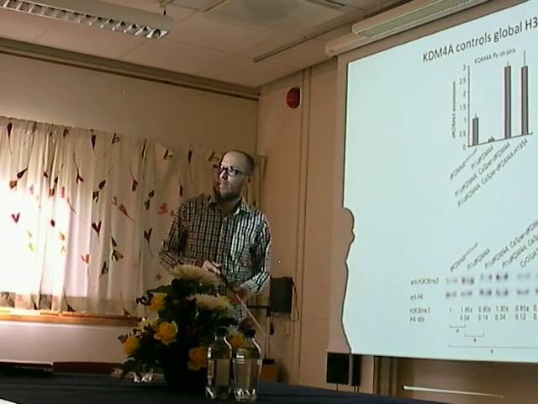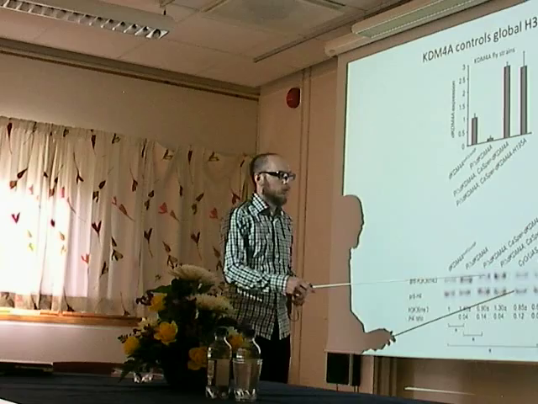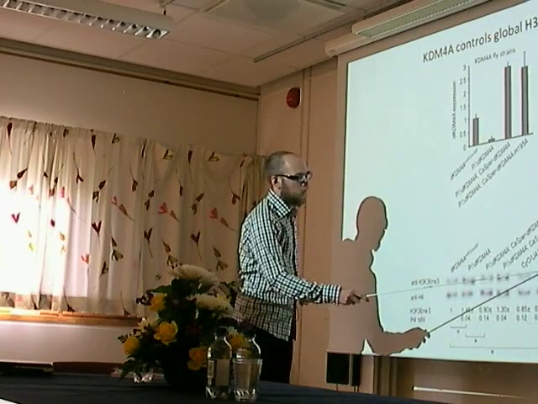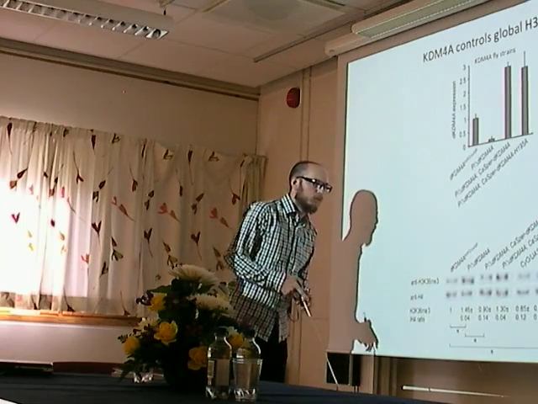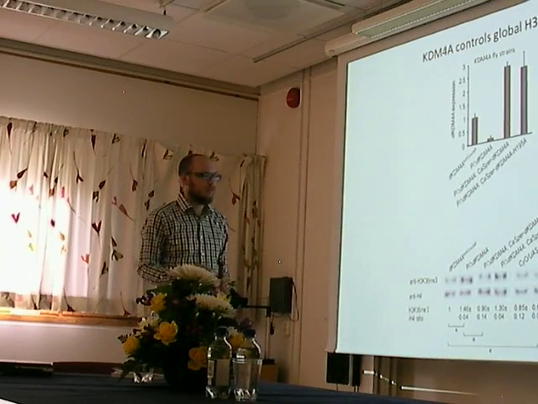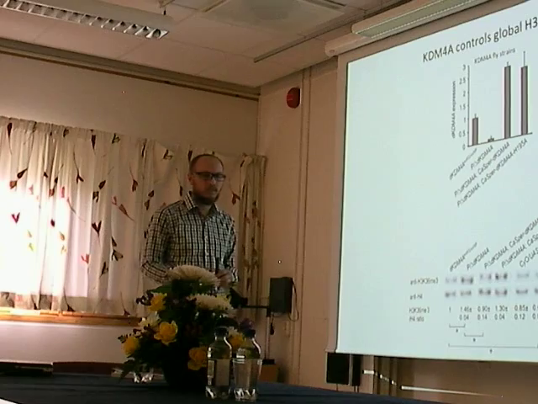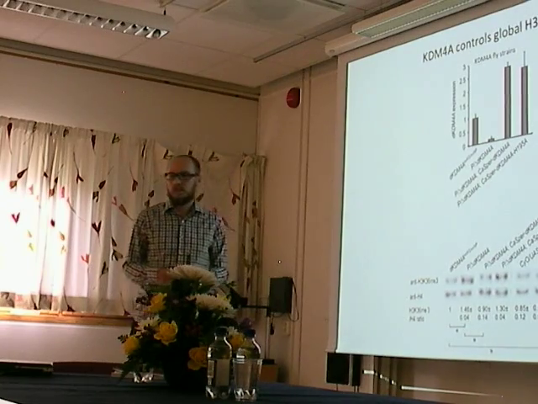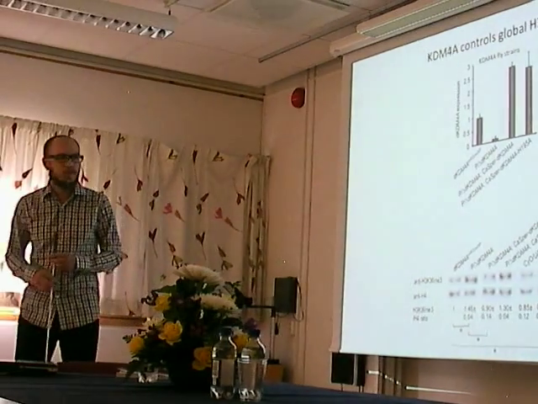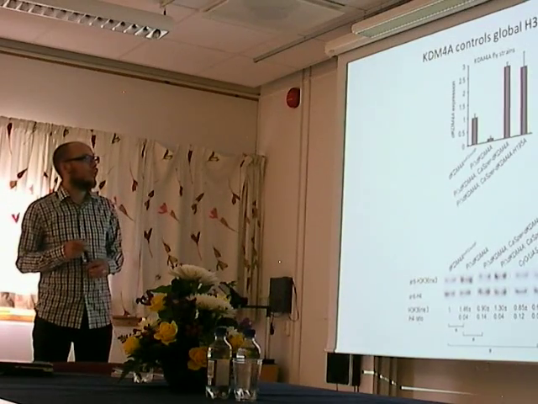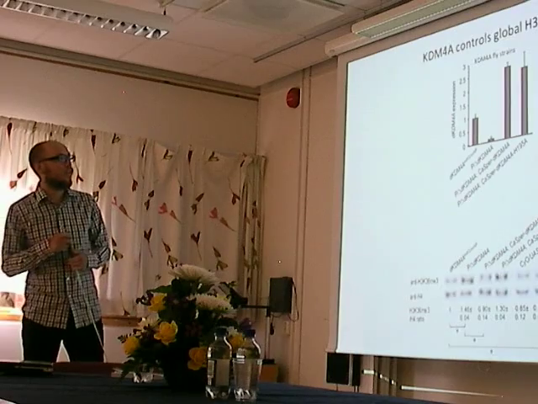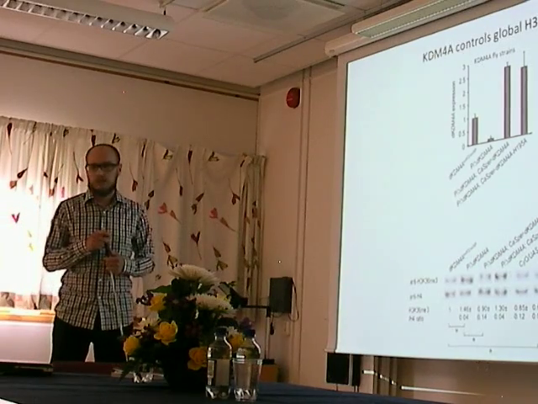Next, we overexpressed the same enzyme, and now we saw that the enzyme is regulating these levels in the opposite direction. So more of the KDM4 enzyme will generate larvae that have a lower K36 trimethylation level. So KDM4A controls global H3 K36 trimethylation levels.